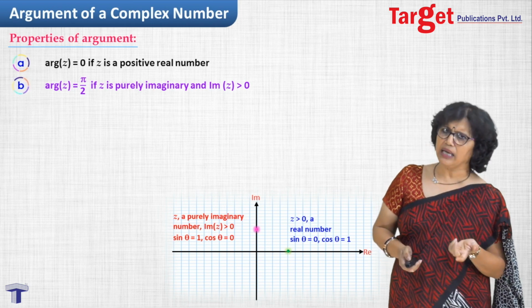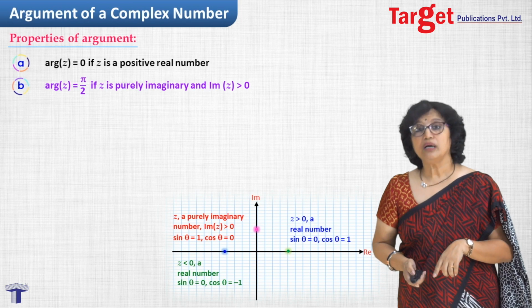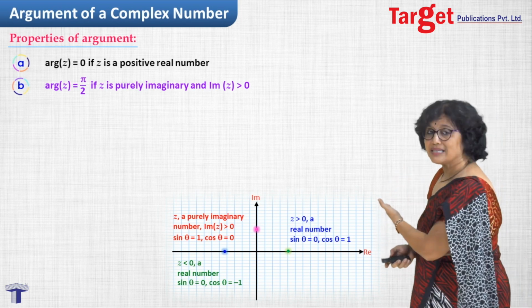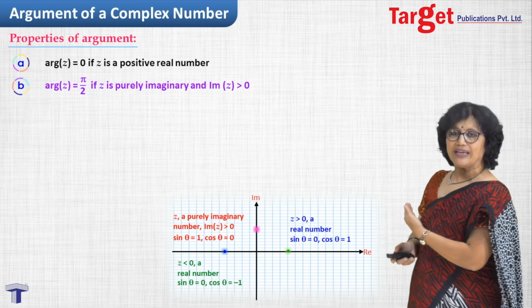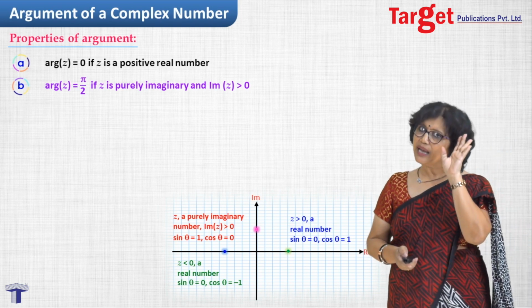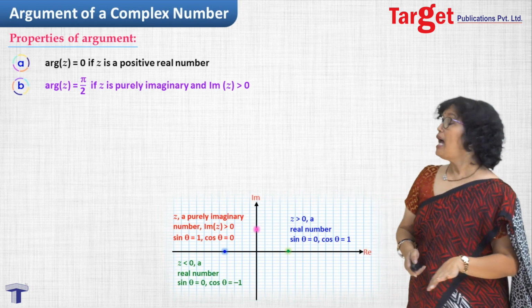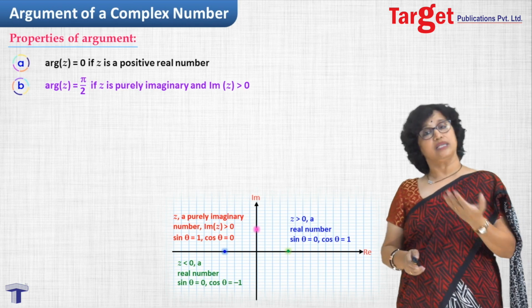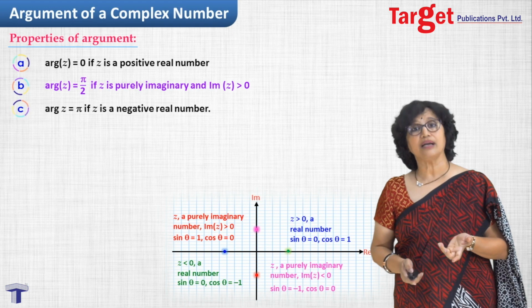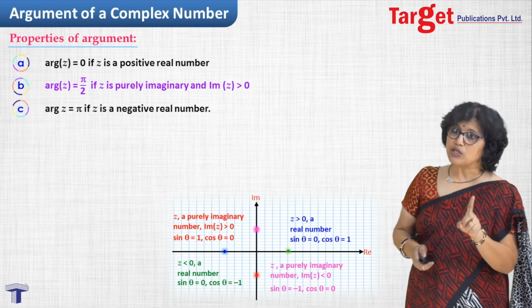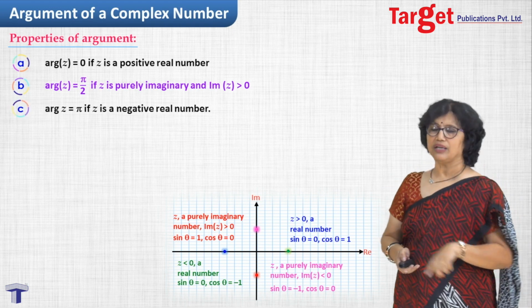Let us move quickly in a similar manner for z less than 0. So the point would be marked on the left side of the vertical axis, and we are taking a negative real z, and sin theta is 0 and cos theta is minus 1. When does that happen? Whenever theta is pi. So argument of z is pi whenever you have a negative real number.